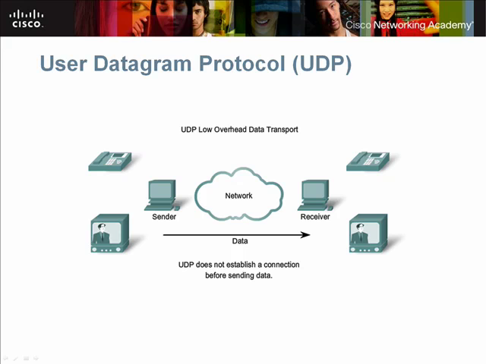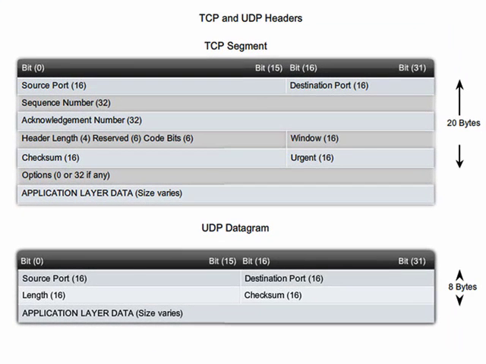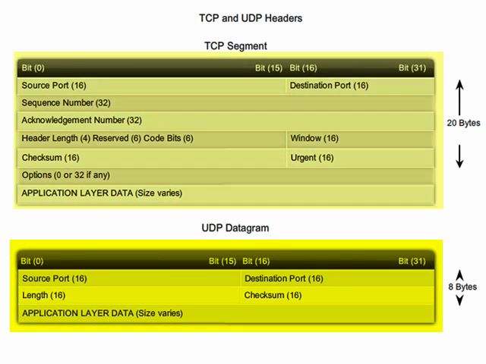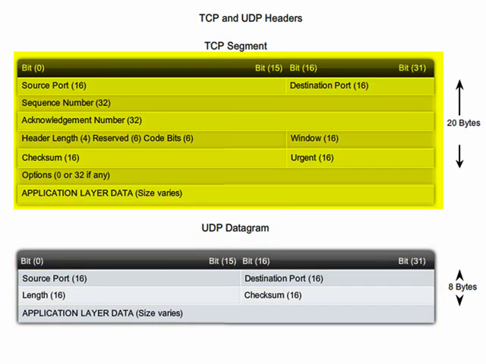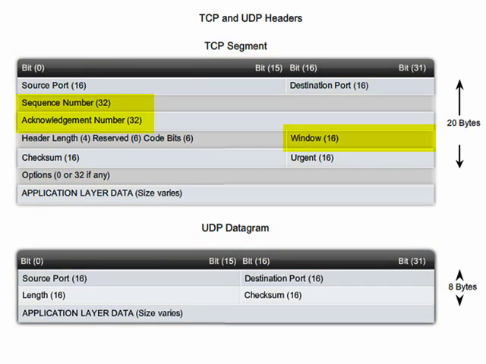UDP is a simple protocol that provides only basic transport layer functionality. As you can see, the header information added to upper layer data by UDP is smaller than that added by TCP. UDP is not connection-oriented and does not provide the sophisticated retransmission, sequencing, and flow control mechanisms that are provided by TCP. This does not mean that applications that use UDP are always unreliable. It simply means that these functions are not provided by the protocol and must be implemented elsewhere, usually at the application layer if required.